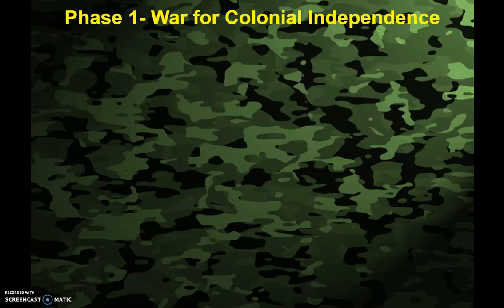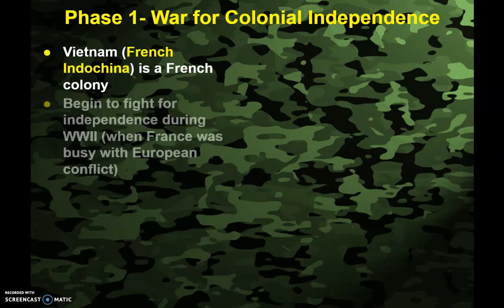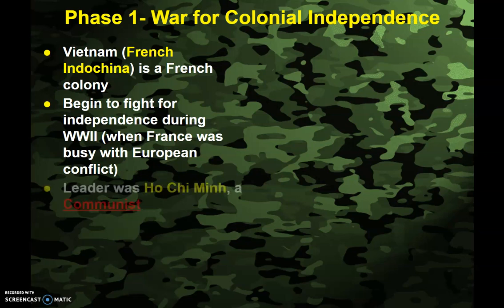Okay, so the Vietnam War, when we look at it, can be divided into different phases. The first phase doesn't really apply much to the United States, but we need to go over it to put it into context of how phase 2 started. So phase 1, Vietnam is a portion of French Indochina. This is an area that France controls over on the Asian coast, and the people of Vietnam decide that during World War II, when France is distracted with all the stuff going on in Europe, now would be a great time to rebel and gain their own independence. And their leader is a man named Ho Chi Minh.